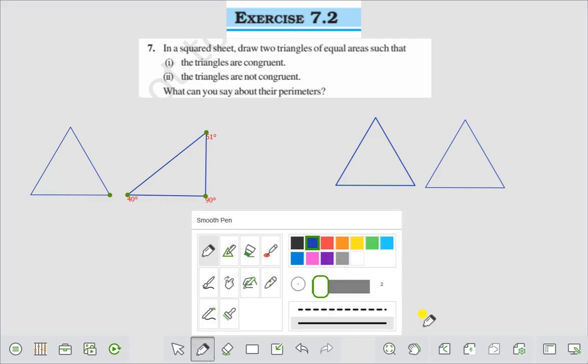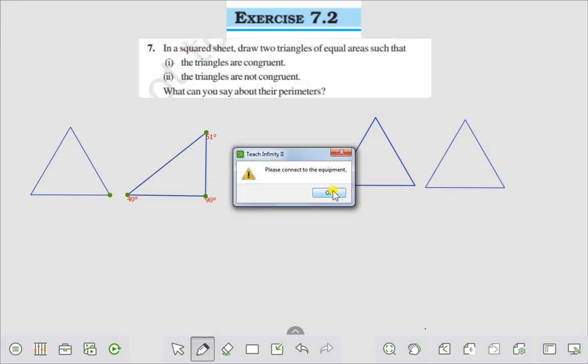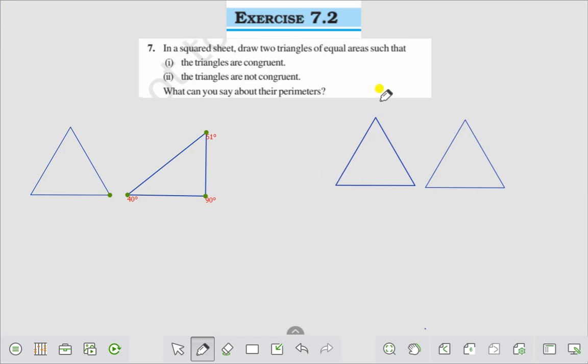Exercise 7.2, question number 7. In a squared sheet, draw two triangles of equal areas such that the triangles are congruent. Suppose we have taken two triangles, triangle ABC and triangle DEF. We have taken side BC equal to EF.